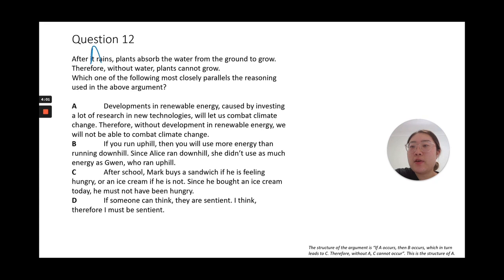After it rains, so when A happens, plants absorb water, B happens, from the ground to grow. Therefore, without A, B cannot happen. Okay, very similar to option A. Developments in renewable energy caused by investing a lot in new technical strategies will let us combat climate change. So A will help us do B. Therefore, without A, we will not be able to do B. Okay, will not, cannot.